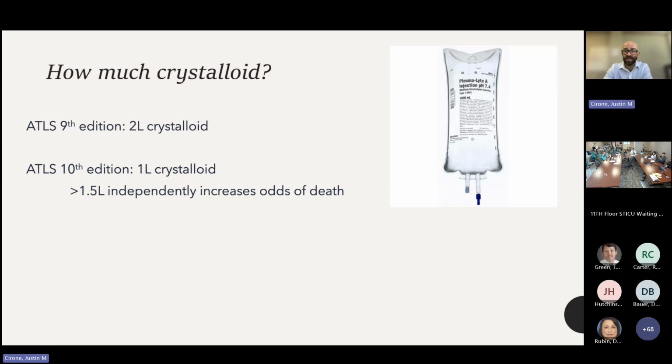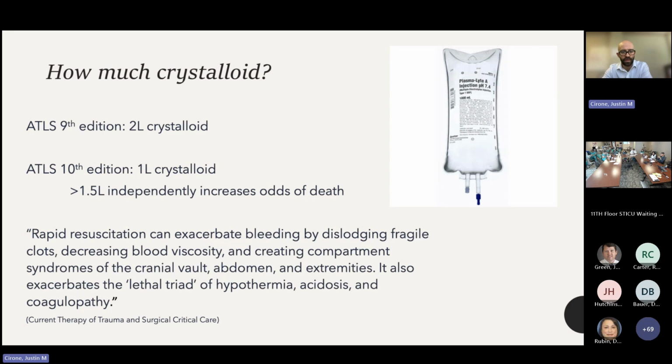In our pre-hospital setting here in the Charlotte region, our transport times are typically so fast that this isn't an issue. But in more austere environments, this might actually become an issue as pre-hospital personnel see, oh, the blood pressure is dropping, give another 500, give another liter. This is actually going to make them worse. You make the number better, you love seeing that number go up, but you're actually ruining all of their coagulation cascades. And the Current Therapy of Trauma and Surgical Critical Care notes that rapid resuscitation can exacerbate bleeding by dislodging fragile clots, decreasing blood viscosity, and creating compartment syndromes of the cranial vault, meaning like herniating, but also the abdomen and extremities.